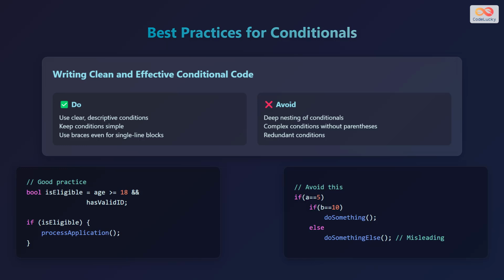Avoid complex conditions without parentheses. Parentheses clarify the order of operations. And avoid redundant conditions, which can make your code less efficient and harder to understand. Here's an example of good practice. A Boolean variable isEligible is assigned true if age is greater than or equal to 18 and hasValidID is true. Then we use the isEligible variable directly in the if statement.